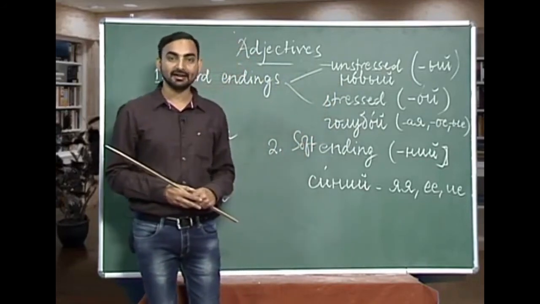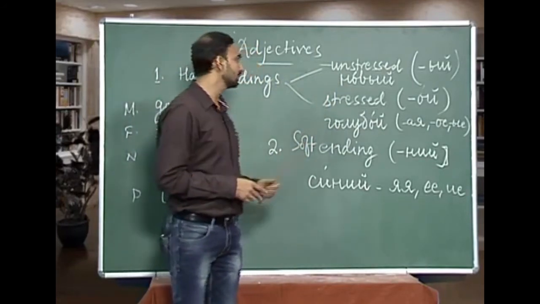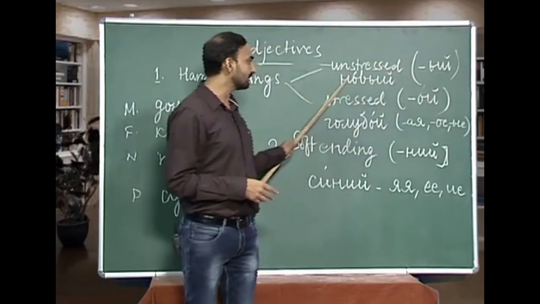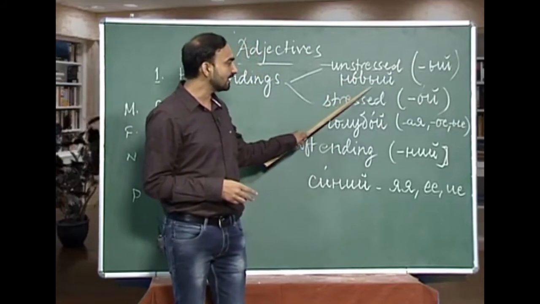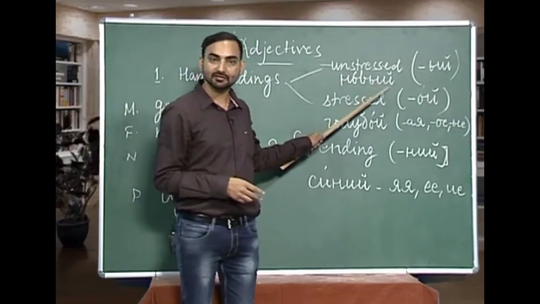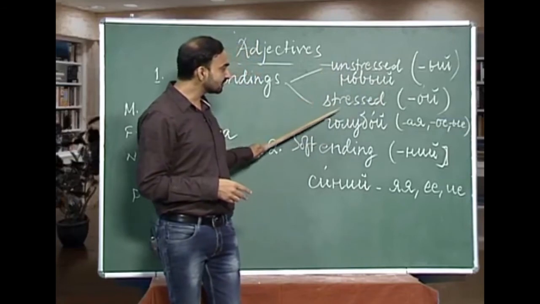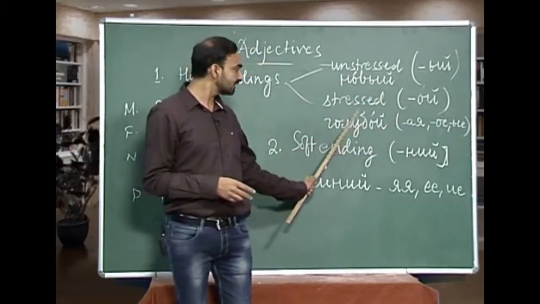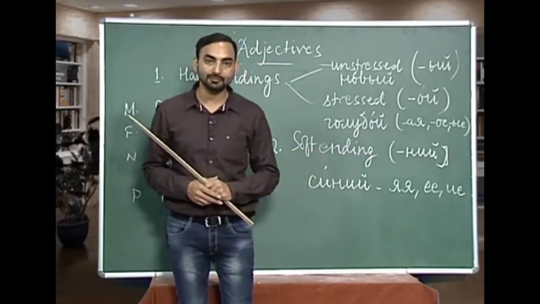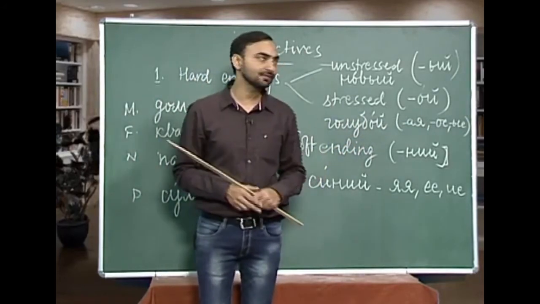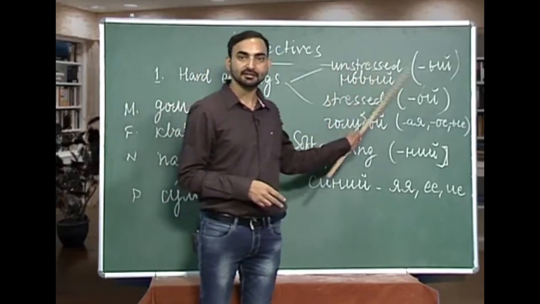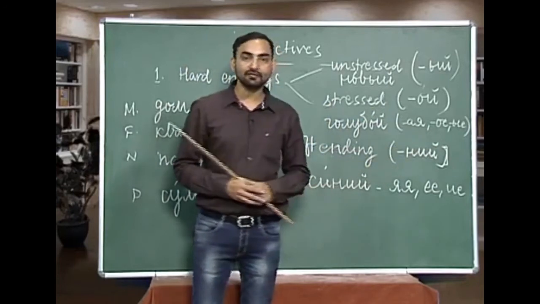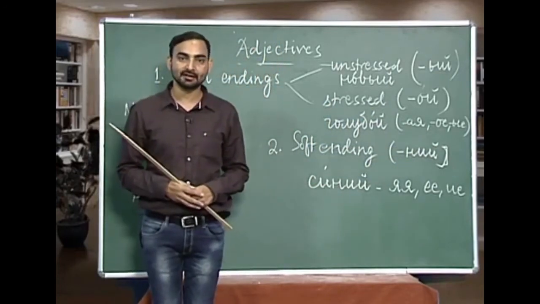Within the hard ending adjectives, there are 2 groups. The first one is unstressed hard ending adjectives. For example, novi, as you can see, the last syllable is unstressed, and stressed like galuboi, as you can see, oi is stressed here. So, there are 2 groups within the hard ending adjectives. The first one is unstressed hard ending and stressed hard ending. And how do we change their forms as per the gender and number?